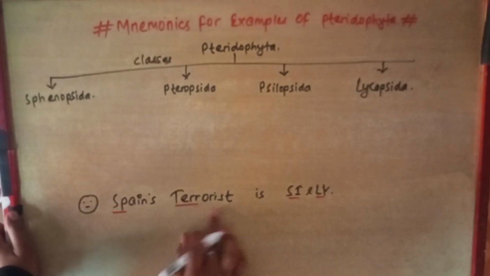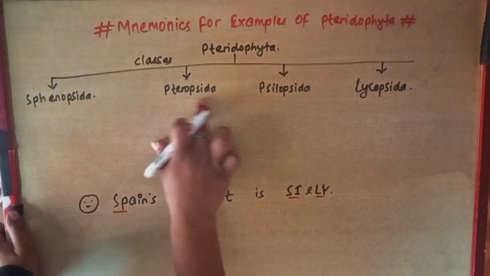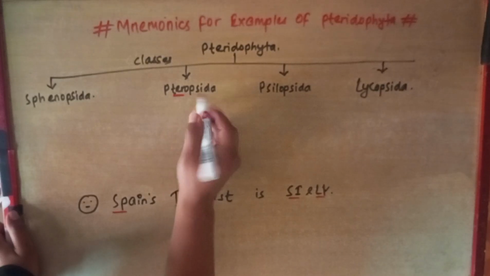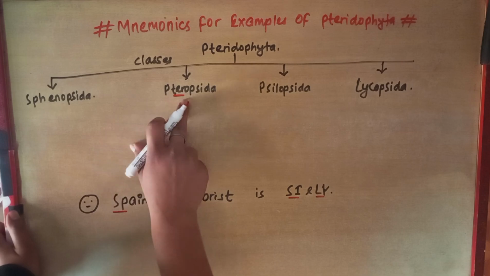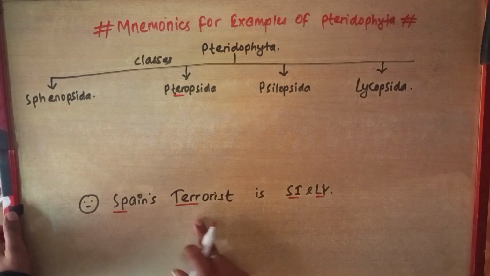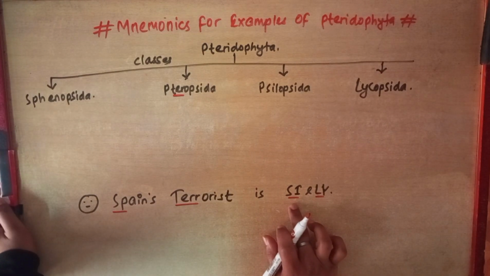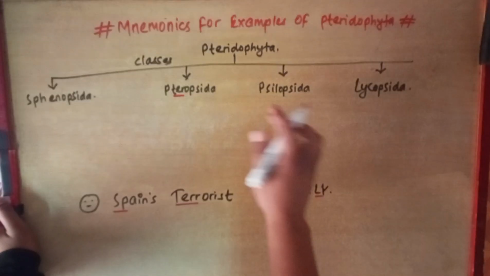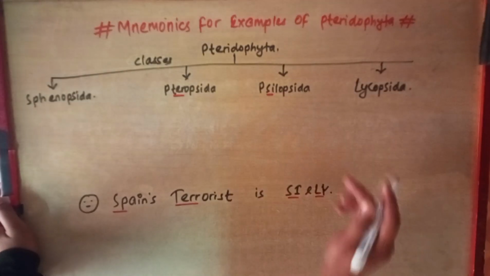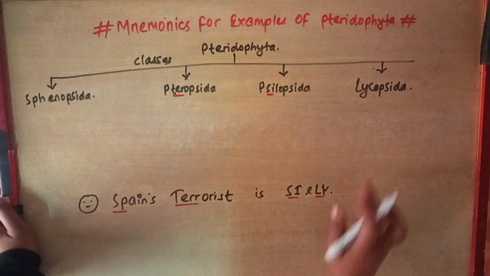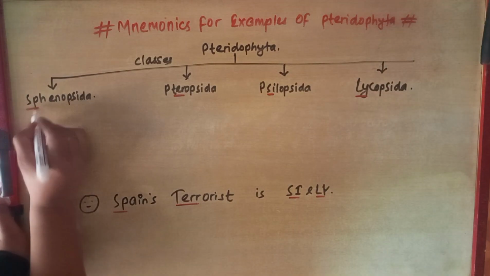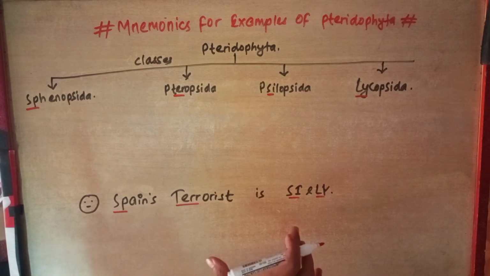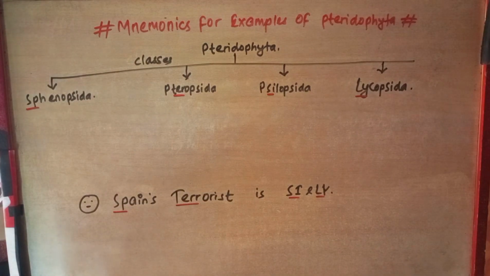Then terrorist means Pteropsida. Here this P is silent, so Pteropsida. And then we have SI. So SI means Coelopsida. Again P is silent, Coelopsida. And at the last we have LY. So LY means Lycopsida. So this is the trick to remember the classes of Pteridophyta.